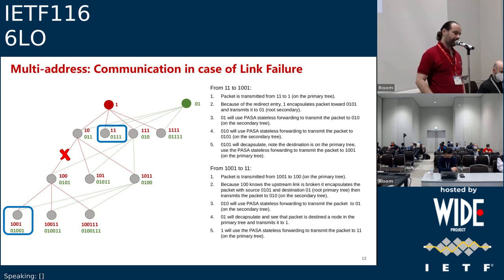The other way around, what happens is that 1001 will send up to 100. We are using the default gateway, the default route, so we just send upwards. No, that's wrong, we don't send outside, we send up. 100 says, oh, the uplink is broken, so I send through the secondary topology. Again, I can encapsulate and send up, it goes up to 1, the encapsulator, which says, oh, this is internal, I send it downward using the PASA specification as usual, so the destination 1-1 is reached.